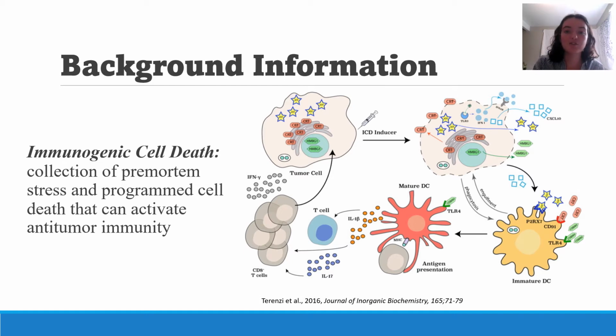This type of cell death is termed immunogenic cell death, and there are several different types of this type of cell death, such as pyroptosis and necroptosis, and they can be activated during oncolytic virus infection, and they all have slightly different pathways.